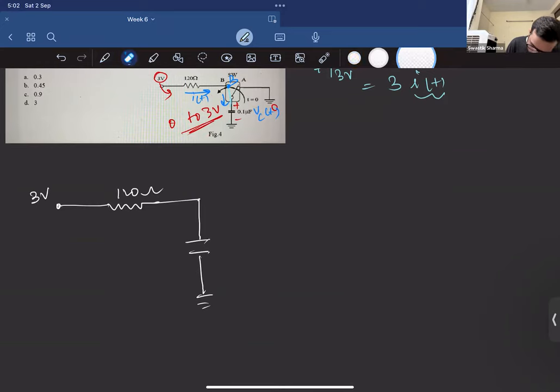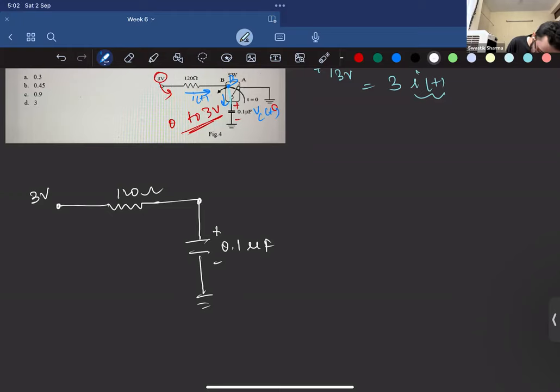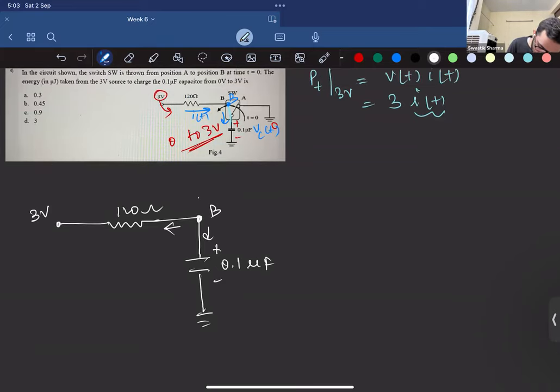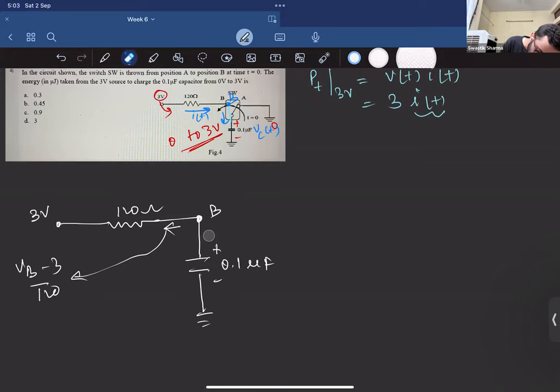So I just see. Right, so I took this node B and I'm just applying the nodal analysis. So one equation would be simply VB minus 3 by 120, right? This current equation is (VB minus 3) by 120. Now the current through the capacitor, because this is the current flowing through the capacitor, what would it be? It would be simply C dVc by dt, right?